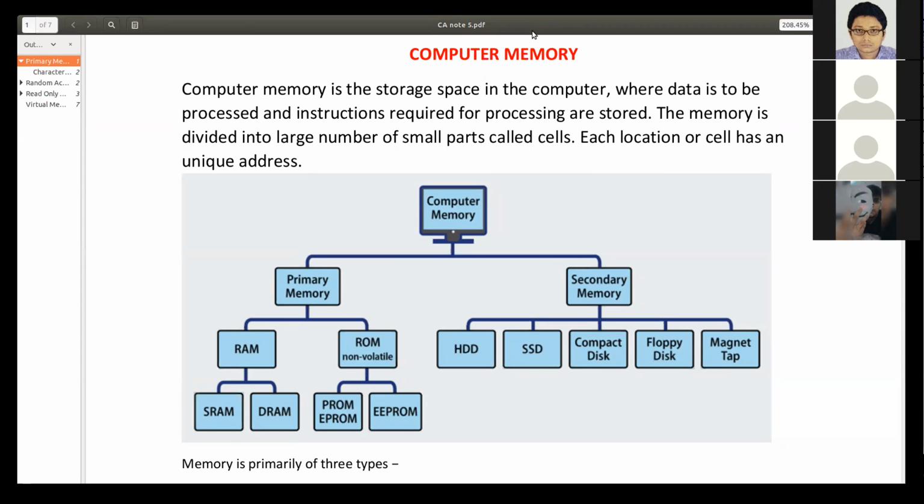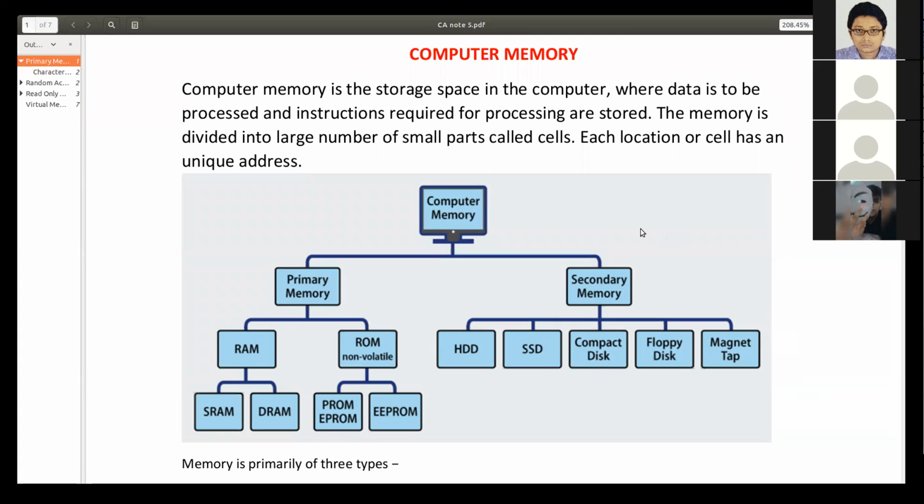And most importantly, each cell or each location of the memory will have a unique address through which our processor will identify that particular part of the memory and access data from that part. So that is basically what computer memory is. This is a basic introduction to computer memory.